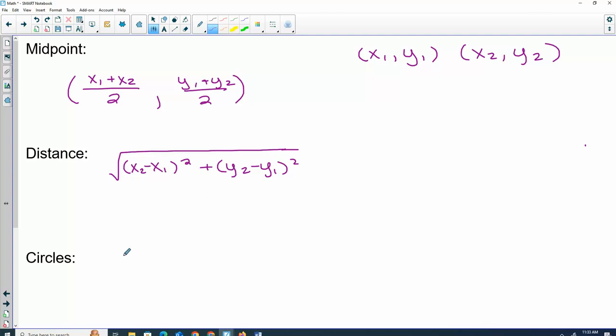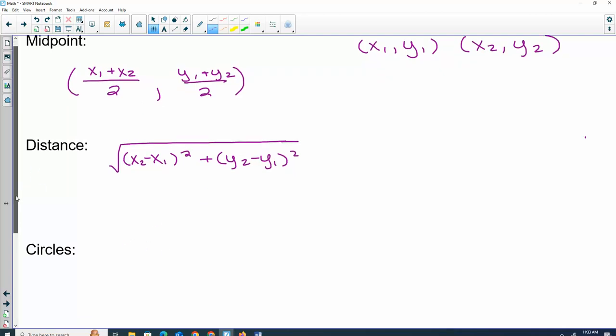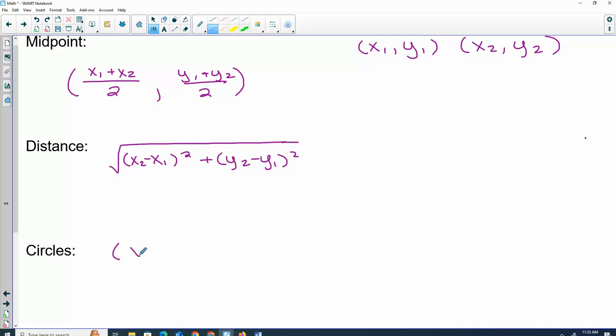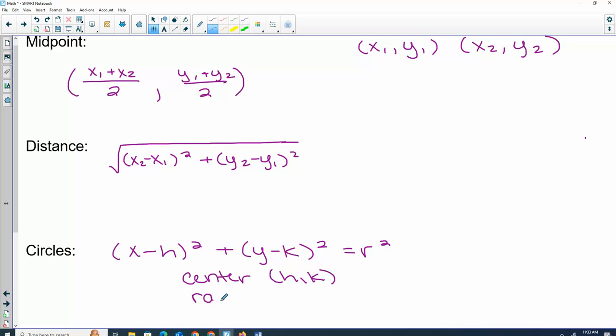And circles, really most of the time it's just recognizing the equation of a circle. There's not a lot of calculation to it, but a lot of you have never seen it before, so it's easy to miss those questions. The equation of a circle always has an x squared and a y squared in it. The center of the circle is that ordered pair (h, k). The radius of the circle, how far it is from the center out to the edge, is r.